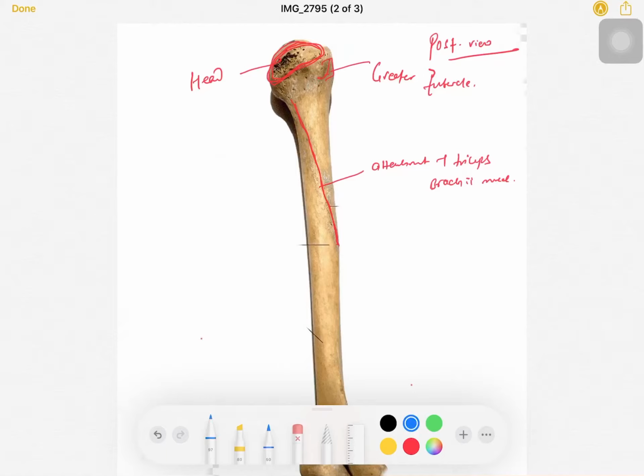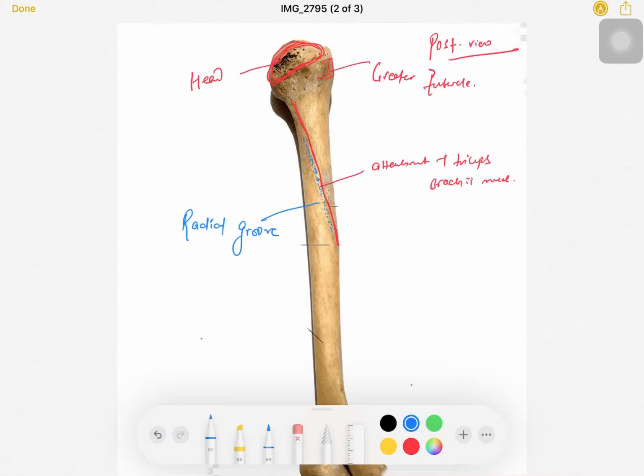After this rough surface, the attachment for the triceps brachii muscles, you can find a groove here. I'm drawing it with a blue color. So this one is a groove. That groove is called the radial groove. This radial groove is on the middle part of the posterior surface, and it passes diagonally down the bone. You can see here this is parallel to this rough surface.